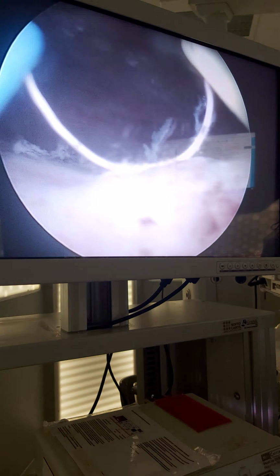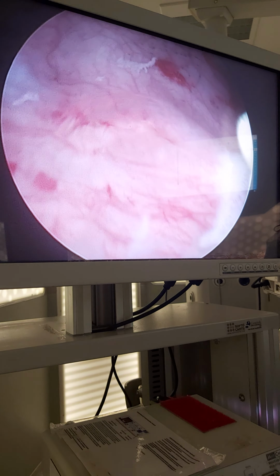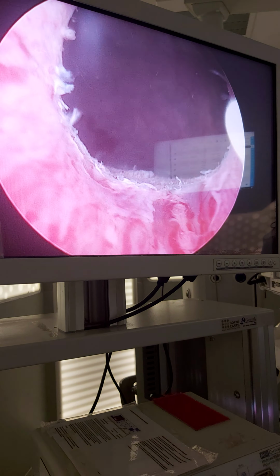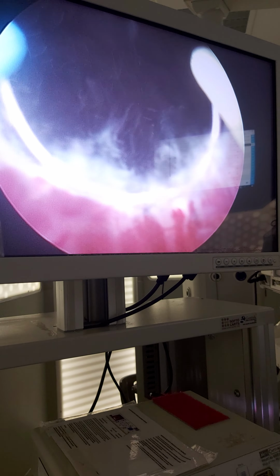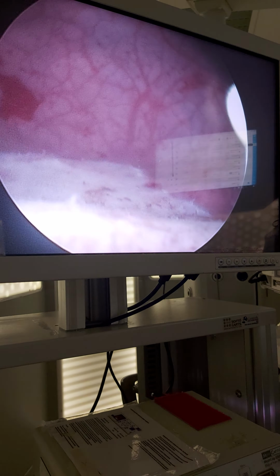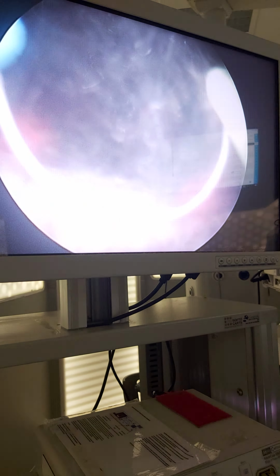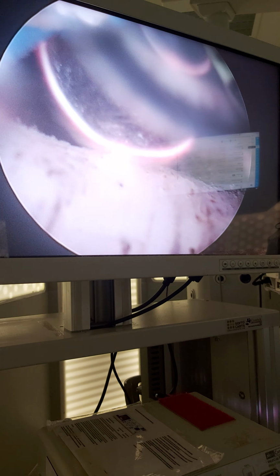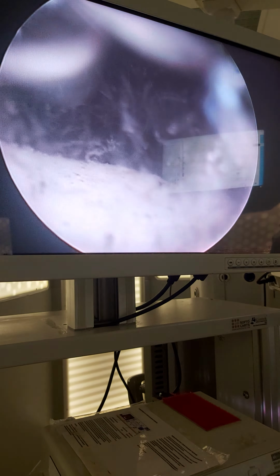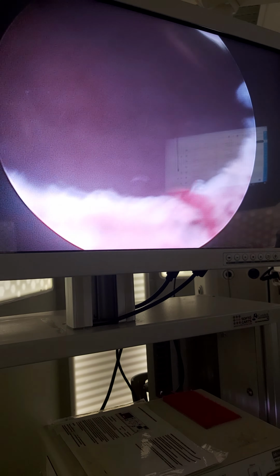This is my border here. This is a normal tissue. Urine is coming from the right kidney. Okay, seems quite good now.